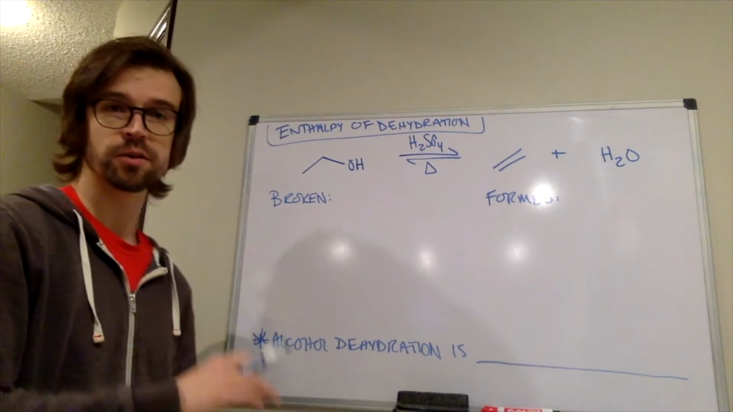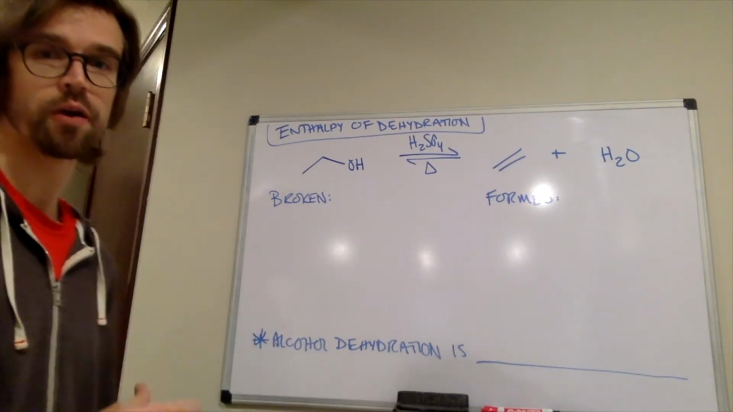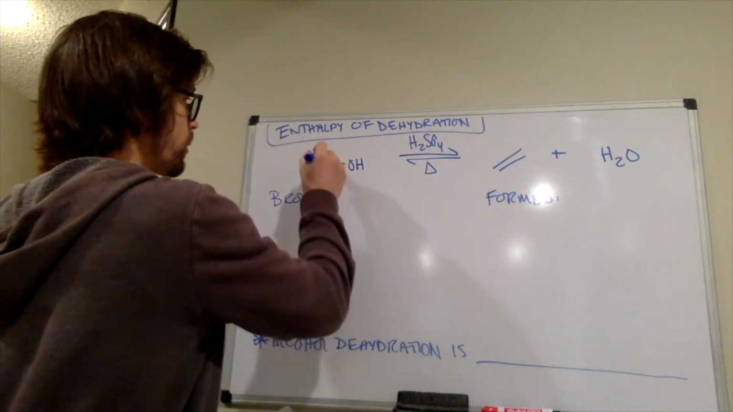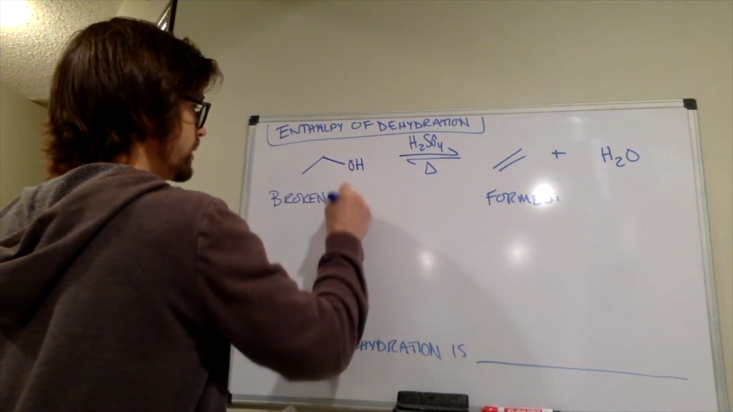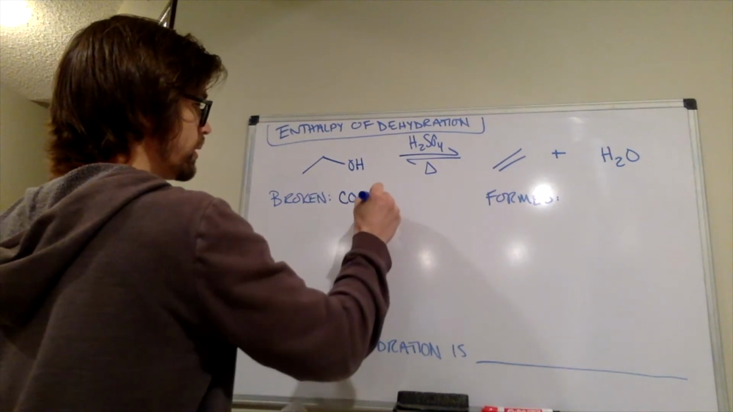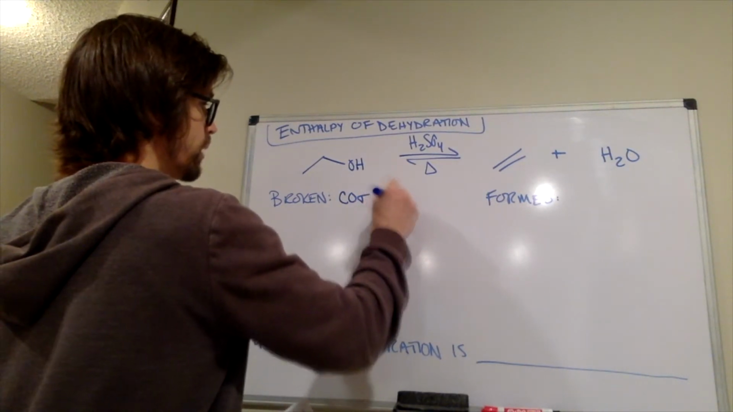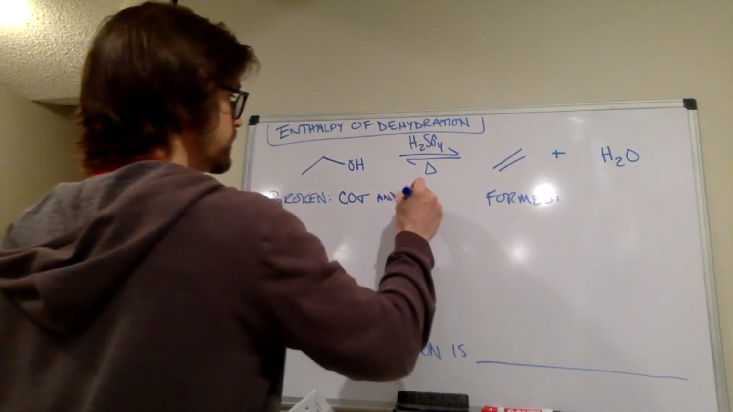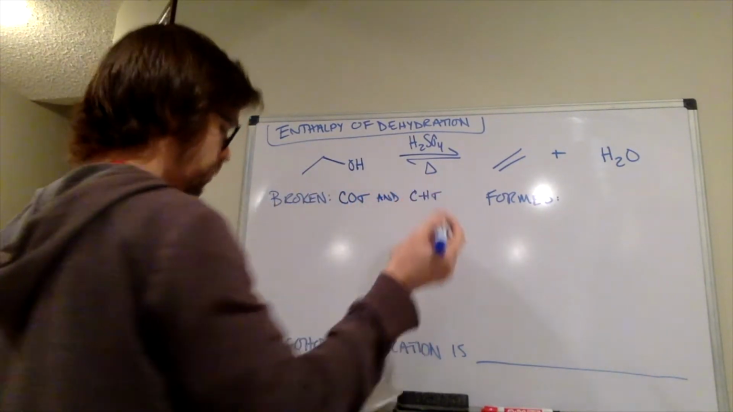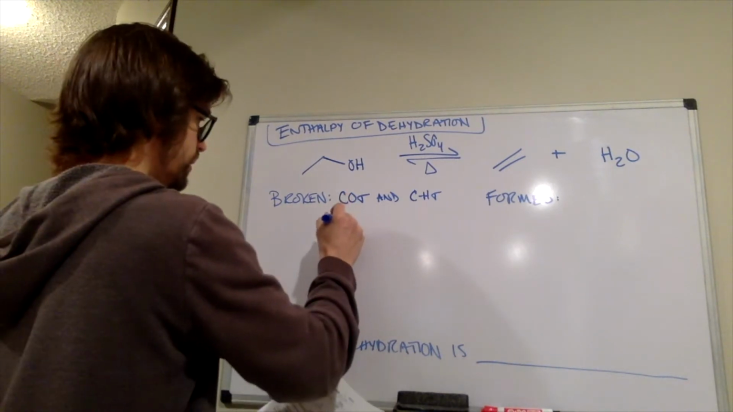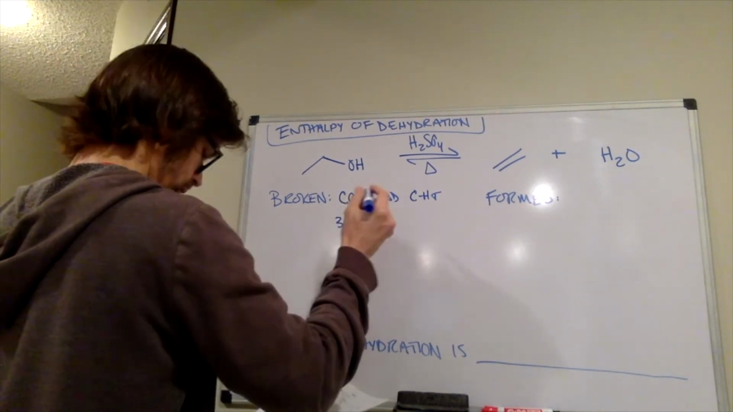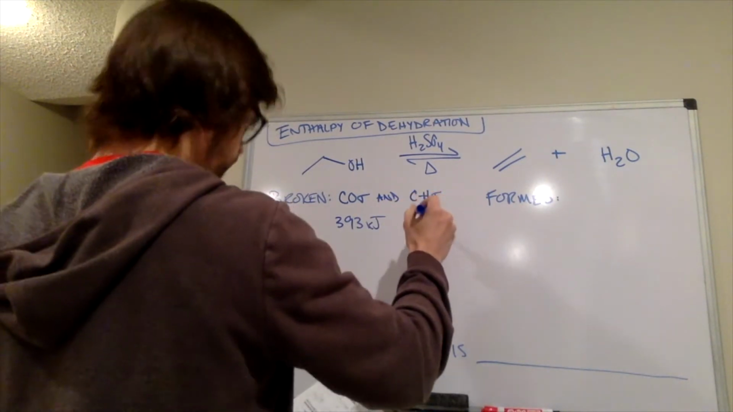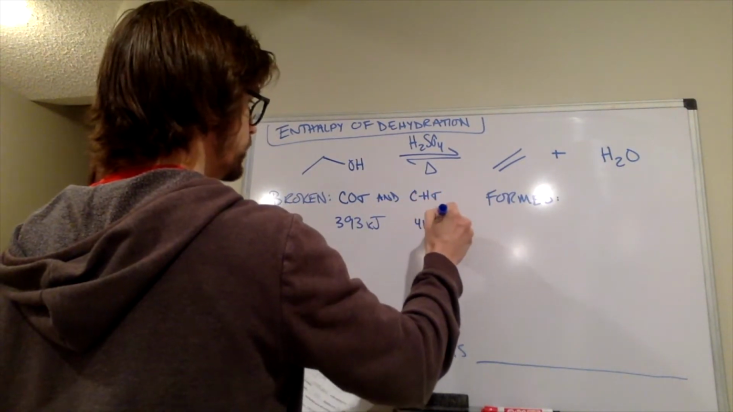So we have to look at the bonds that are broken and the bonds that are formed and figure out what side is favored. So bonds that are broken, we broke the CO bond. So CO sigma is broken. And we also broke a CH sigma. So what are the energies of those? This is 393 kilojoules. And this one is 410 kilojoules.